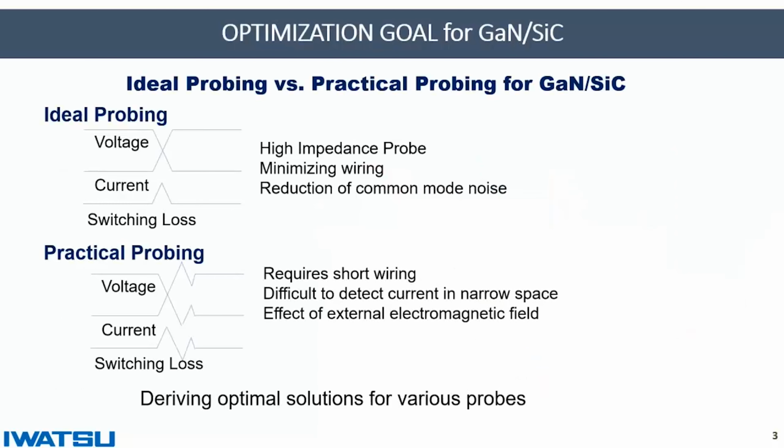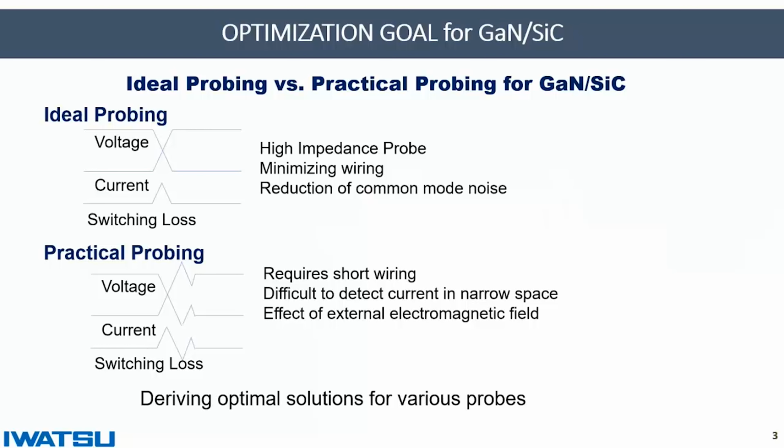Measurements using probes in a switching analysis observe voltage and current waveforms and calculate the power loss, and that leads to the development of products with low power loss. An ideal probing condition is high impedance probes, short wire, and low common mode noise.